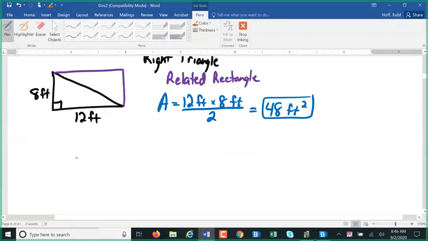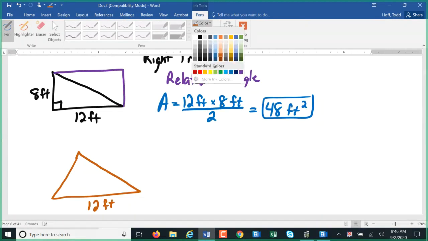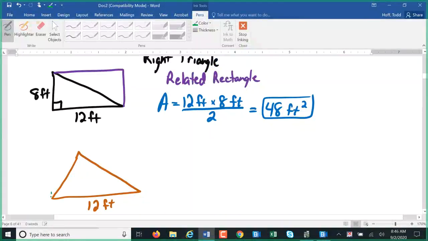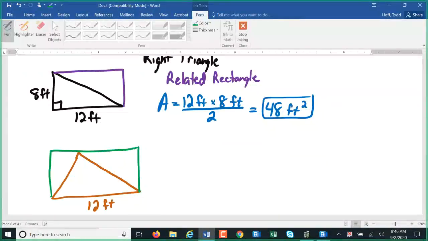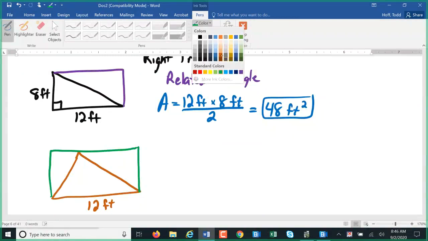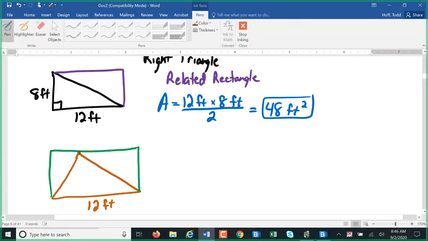What if it's not a right triangle? What if it's something like this? Well, if I know that side is 12 feet, I need to use a related rectangle. A related rectangle would be like this. So I need to know what the height or the width is of that related rectangle. Well, the dimension on my triangle that gives me the width of that rectangle would be here.